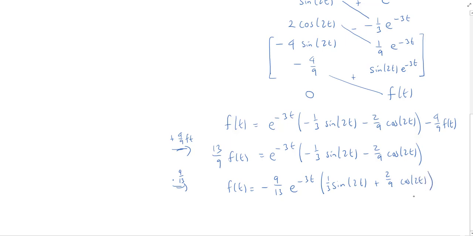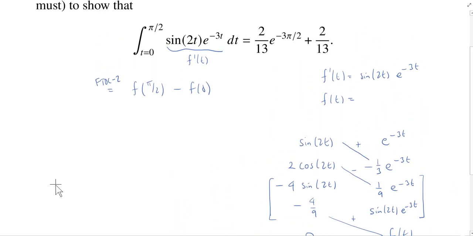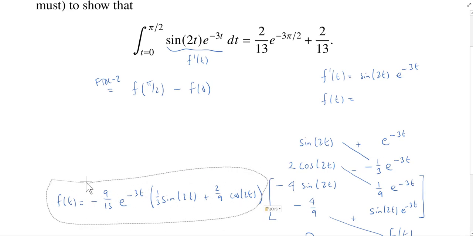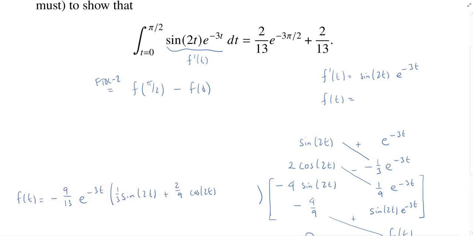All right, cool. So we have found our f of t. That's our antiderivative. Let's copy that up and put it at the bottom so we remember what it was. Beautiful. So by the second fundamental theorem of calculus, this definite integral is going to equal the value of this function f that we found down here at pi over 2, and then we'll subtract the value at 0.